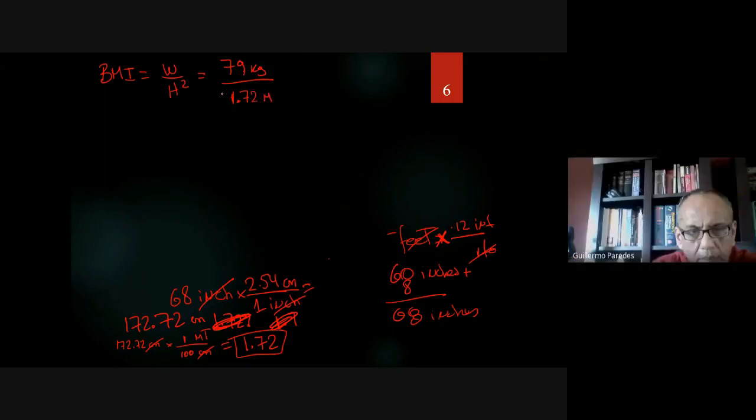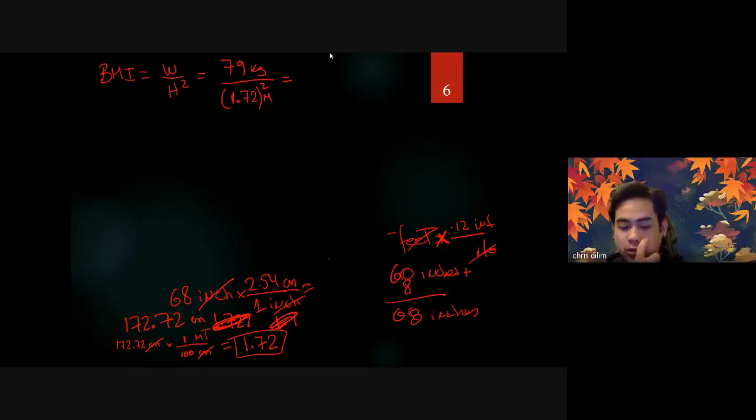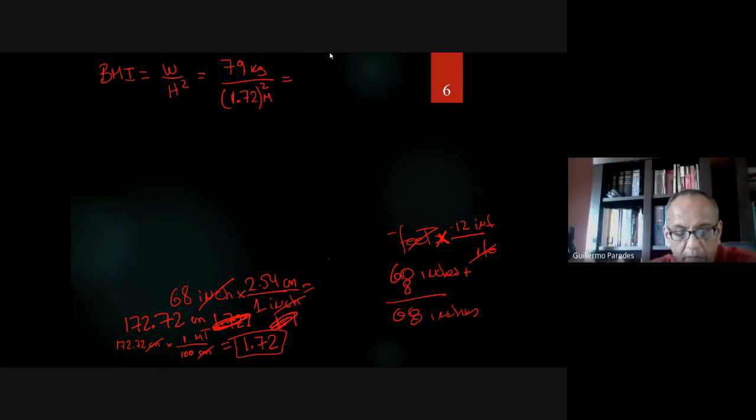Squared. Excellent. So now you divide 79 by 1.72 two times. So you're going to divide 79 divided by 1.72 and divide it again by 1.72. 26.7. So where am I, Chris?